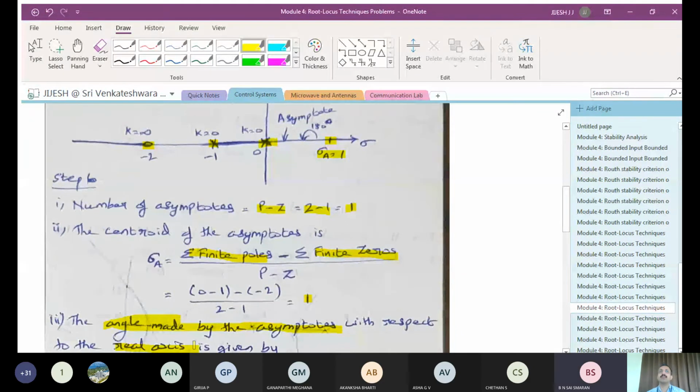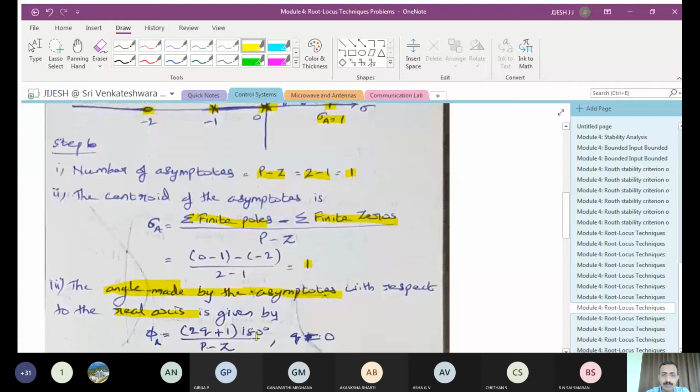What is that angle you will get? 180 degrees, sir. So that is correct. You get q equal to 0 because only one asymptote is there. You have to find phi a. So you will get (2q plus 1) into 180 degrees divided by pole minus 0. Substitute the value of q. Pole minus 0 is 1. So you get 180 degrees.